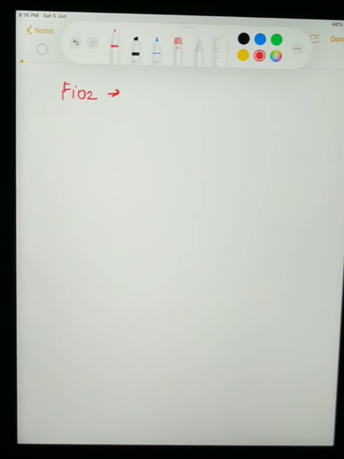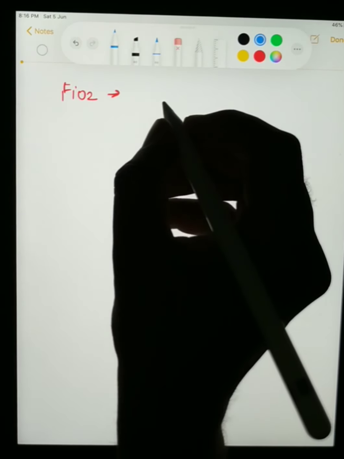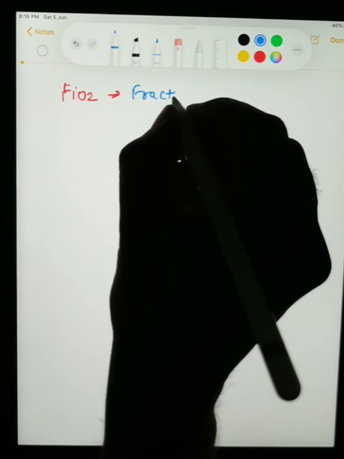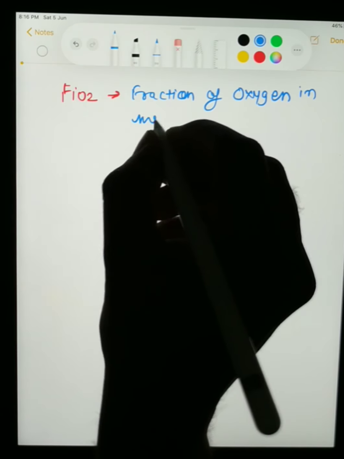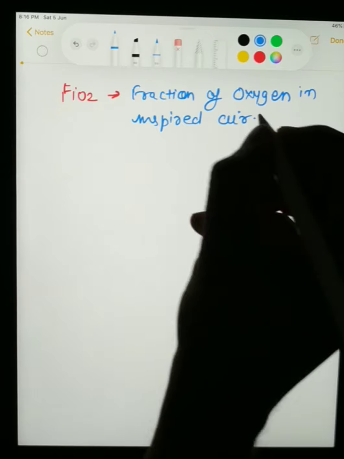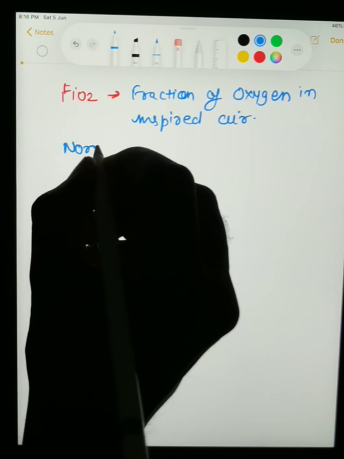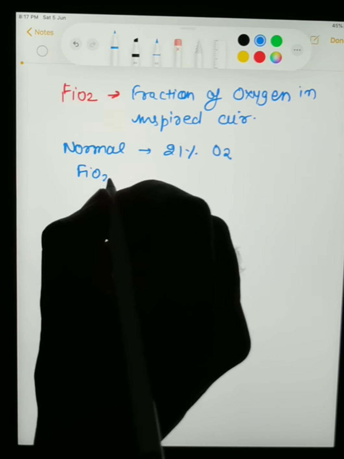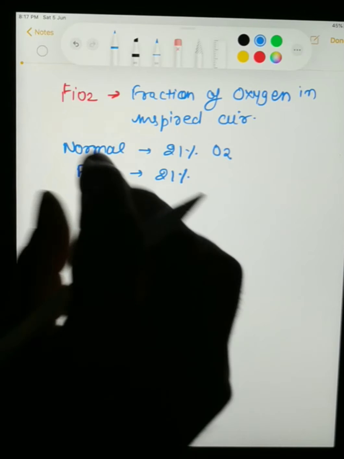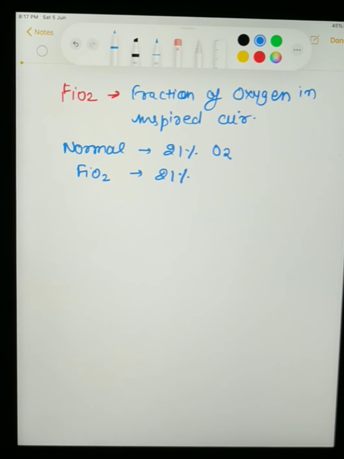Hello friends, so today we will continue with oxygen delivery devices. First of all, you must know the basic things about oxygen delivery. The most basic thing is the FiO2. FiO2 means the fraction of oxygen in inspired air. So normal air contains 21% of oxygen, so FiO2 of normal air is 21%. This is the basic thing. FiO2 means fraction of oxygen in inspired air.